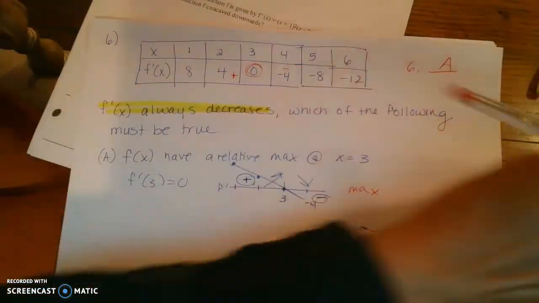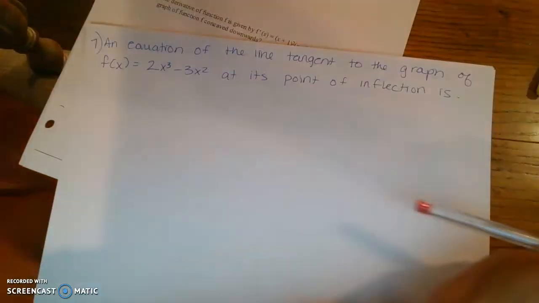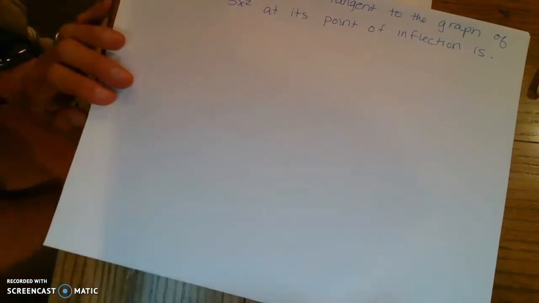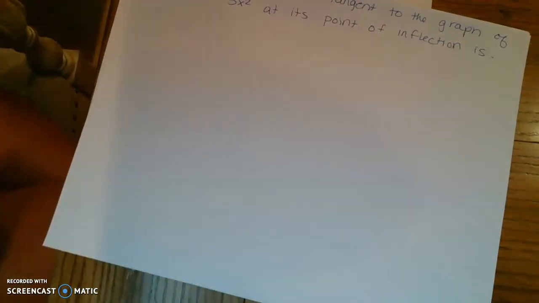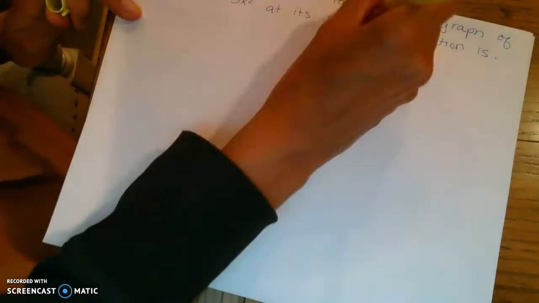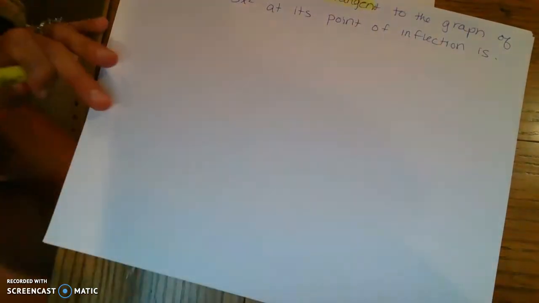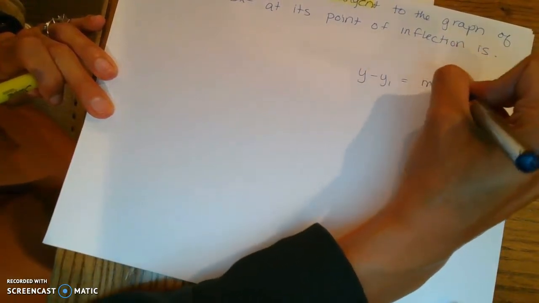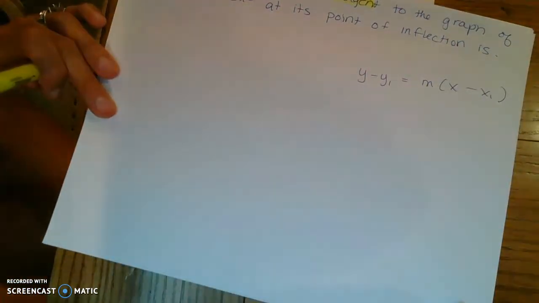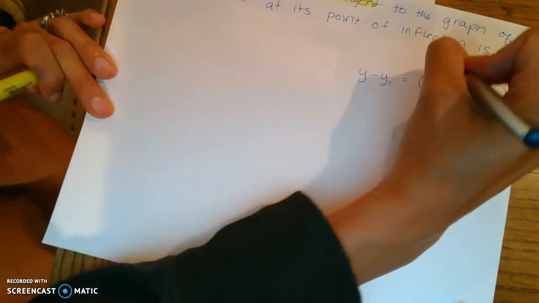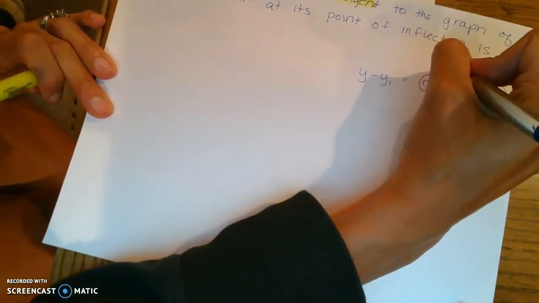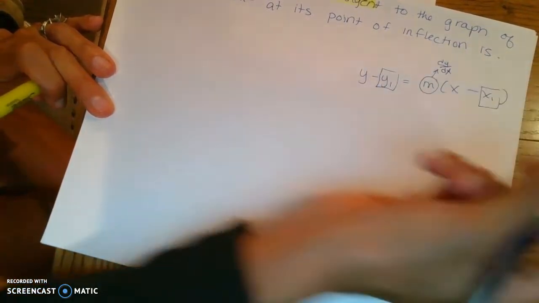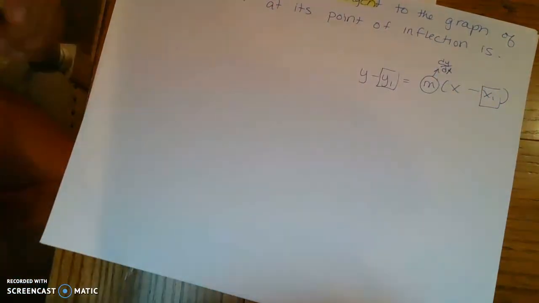Okay, moving on to 7. So 7's interesting because there's a lot to question here. They would like an equation of a tangent line. So as soon as I read the equation of a tangent line, immediately I go, oh yeah, I need to deal with y minus y1 equals m times x minus x1. And I need to figure out my slope, which is the derivative, dy/dx, or f prime, and I need to know the point.